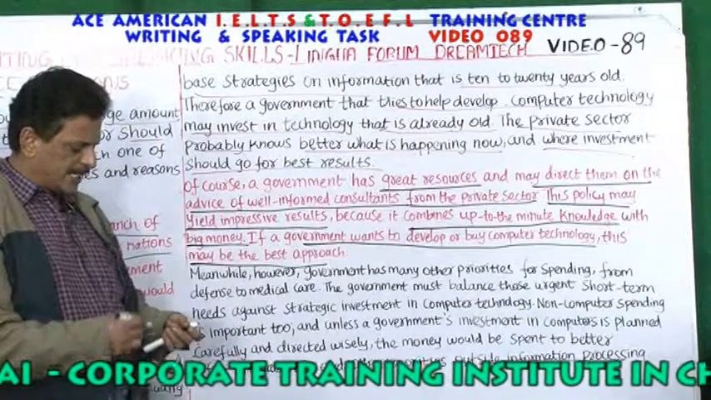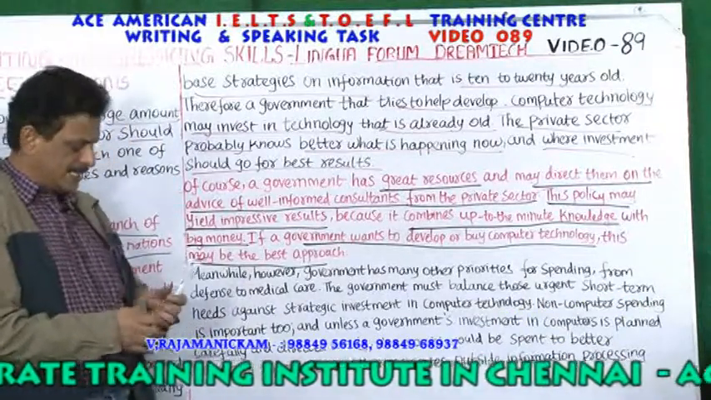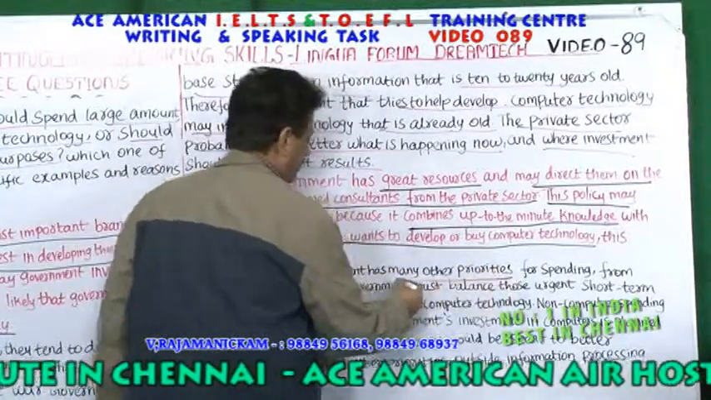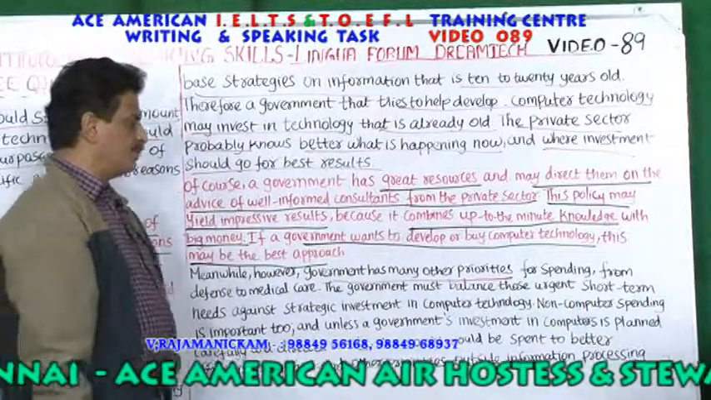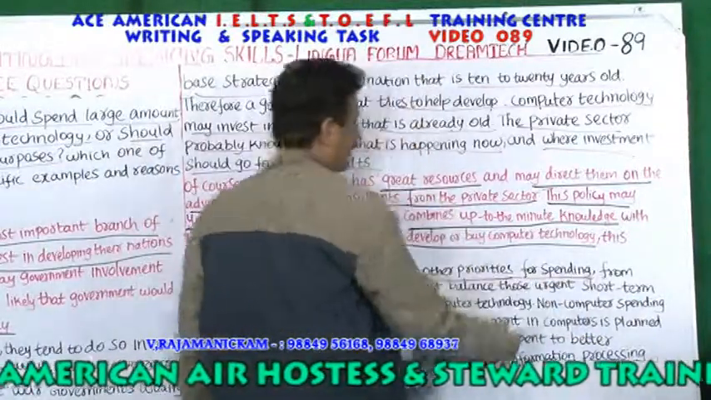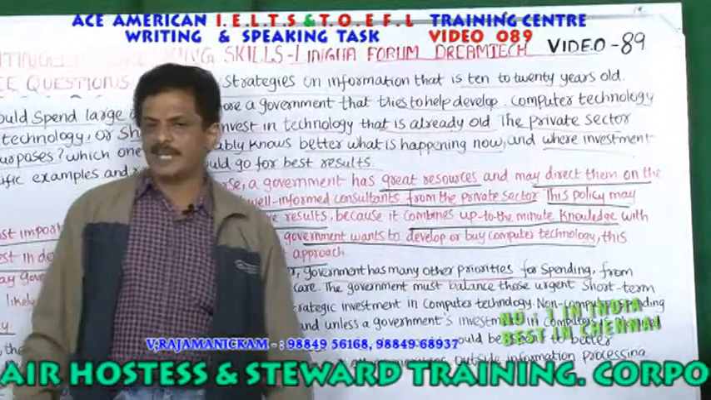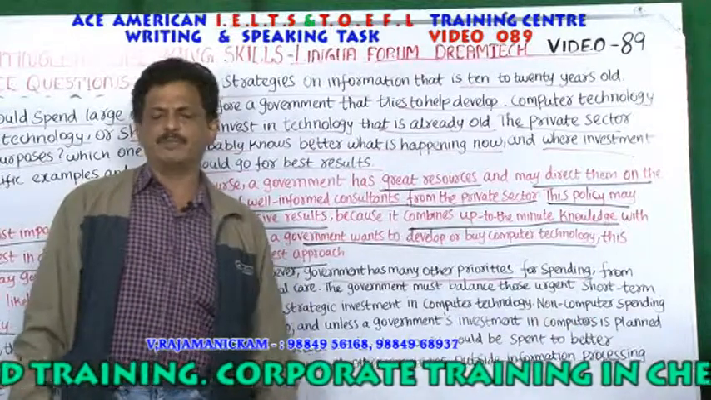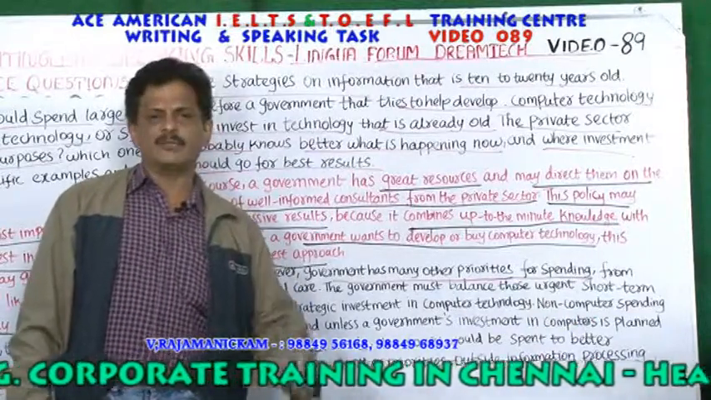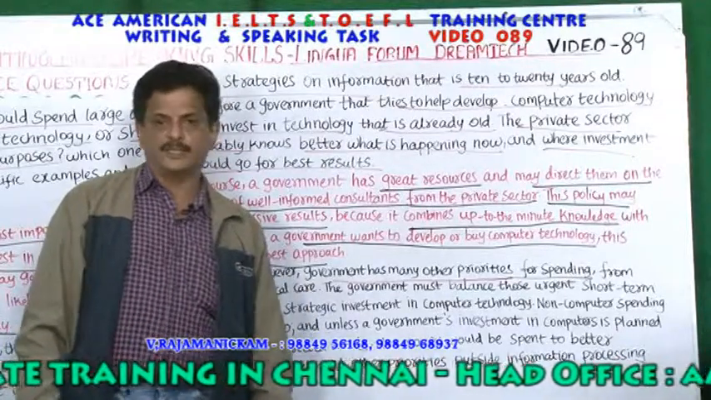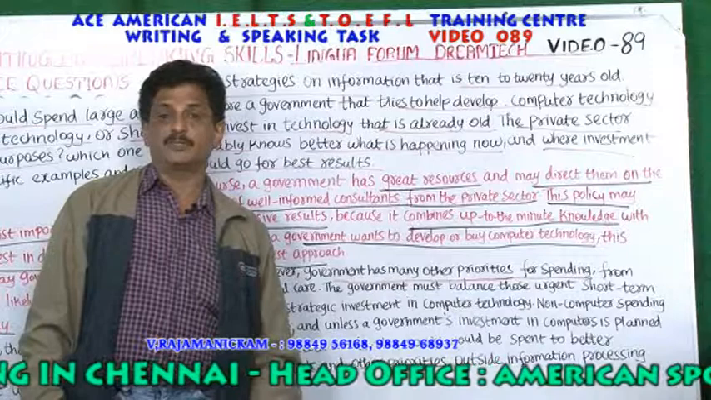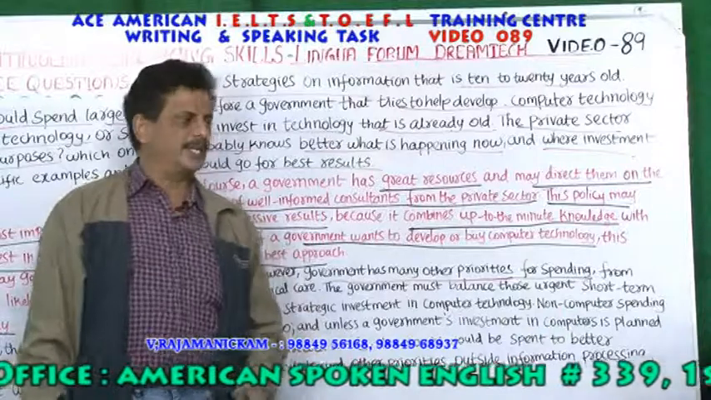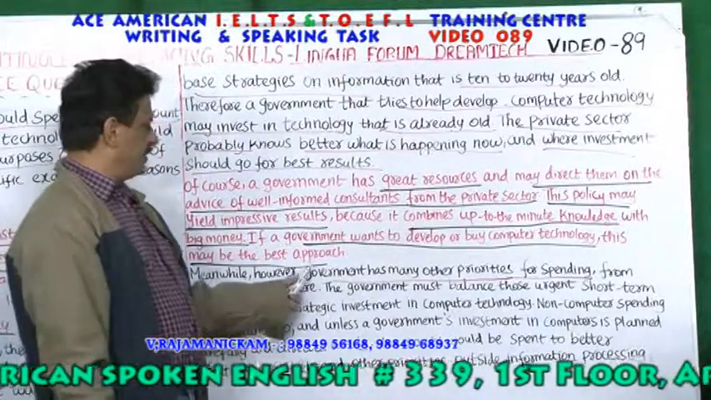So finally, he comes to a conclusion by saying that, however, the government has many other priorities for spending. In capitalism, the duty of the government is only to safeguard and protect the nation. In a communist government, everything is done by the community or the government. In a socialistic government also, everything is done by society or the government. But in a capitalistic government, the duty of the government is only to print money, provide police protection, and safeguard the nation from outer forces.